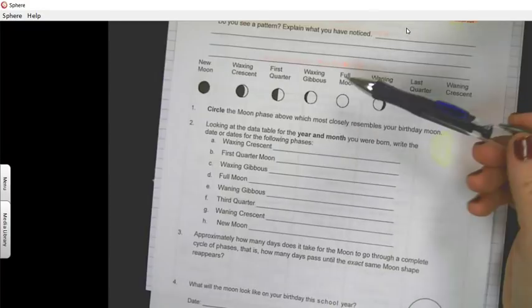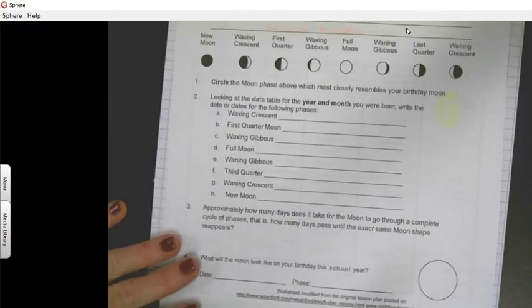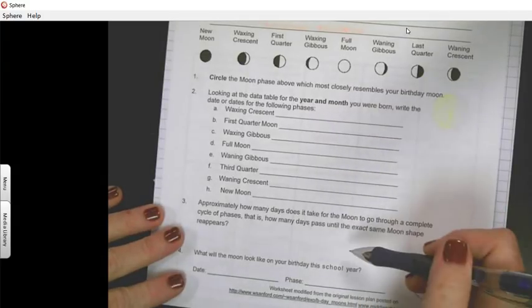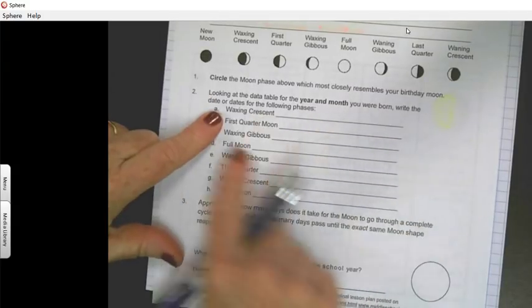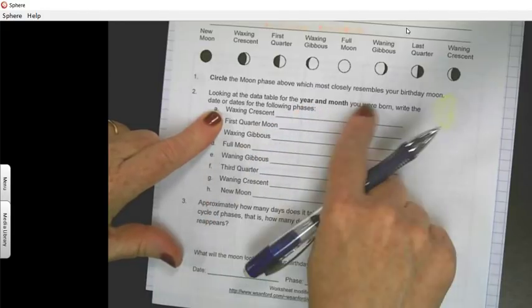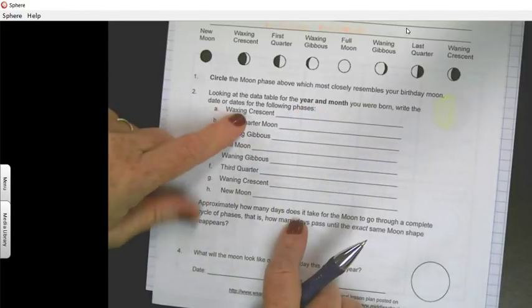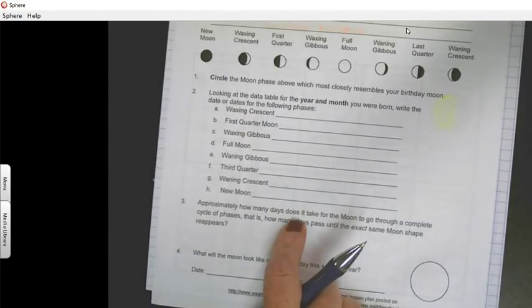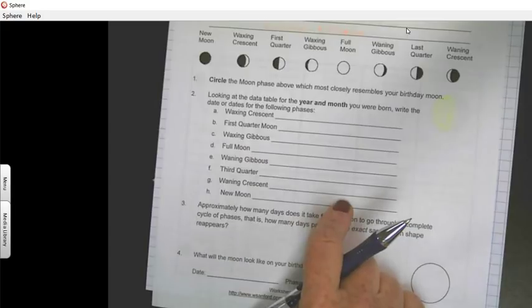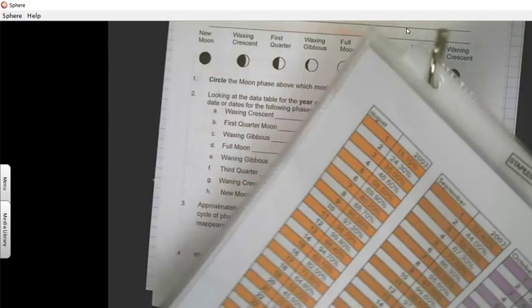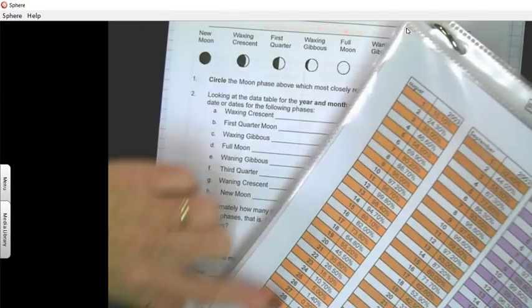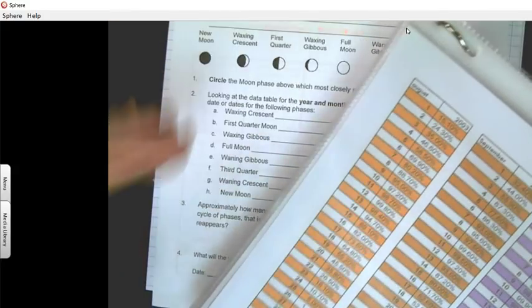A couple of these are very self-explanatory. Let me go down here. With this one, let me explain what you're doing. You're going to choose the year and the month that you were born, and write the date or dates for the following phases. So I'm just going to look at August, since that's the month I was born. You're going to look at your month. You're just going to use the whole month now. You're not going to use the data that you did on the front.